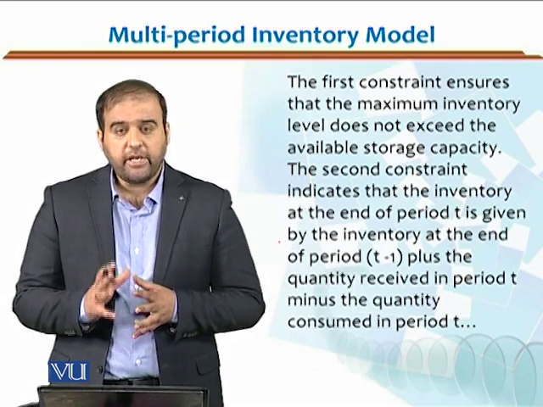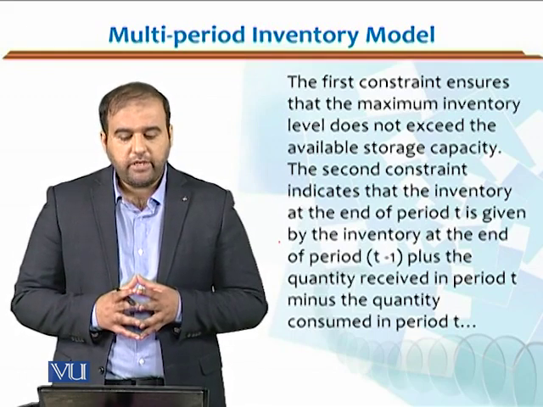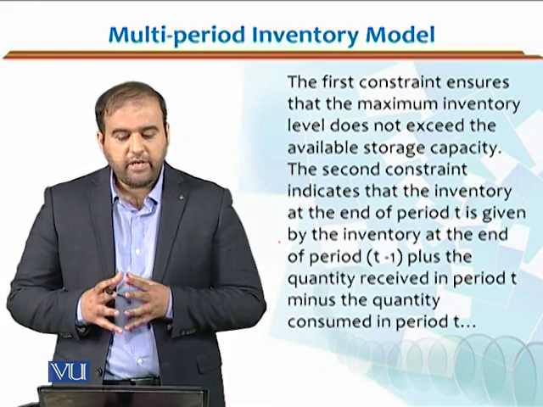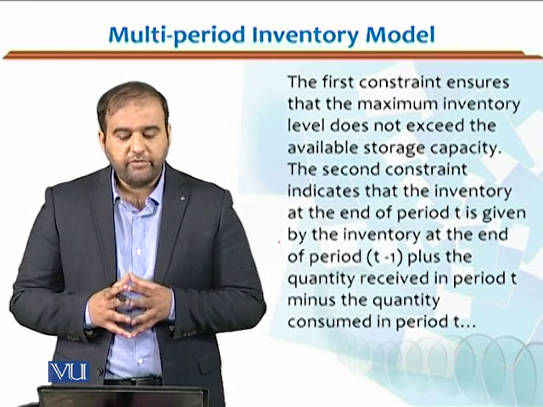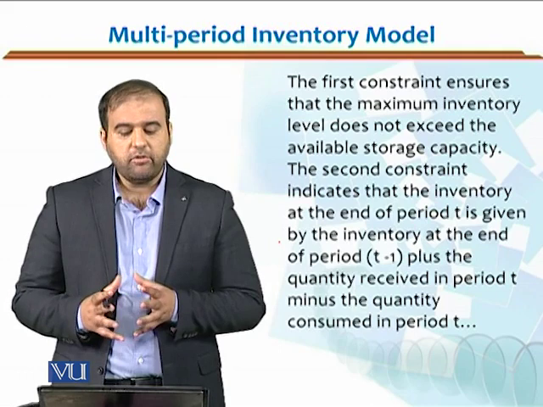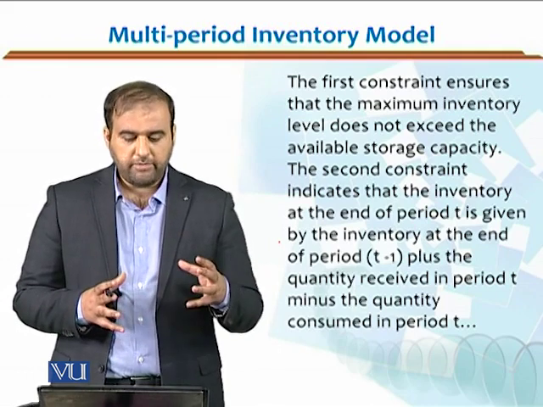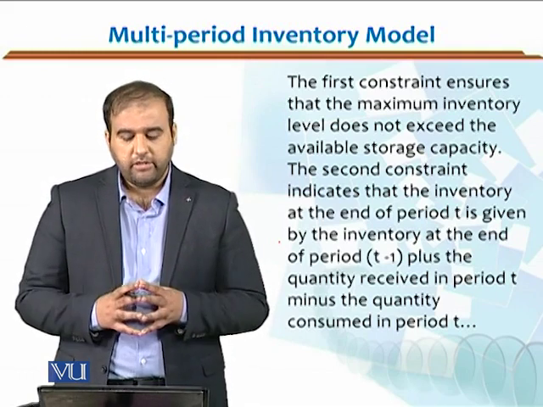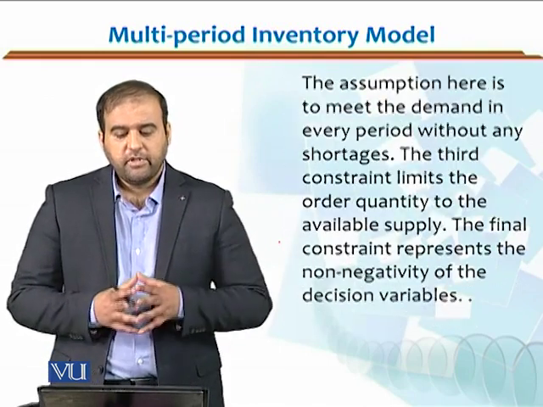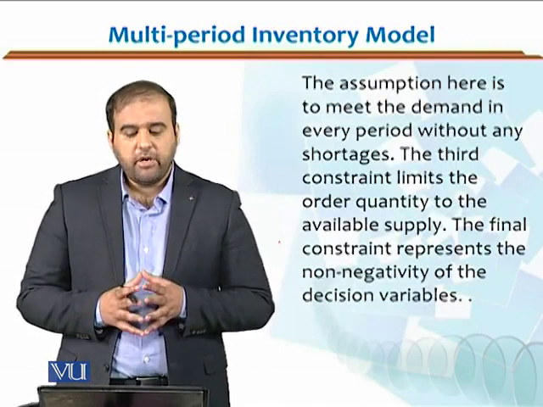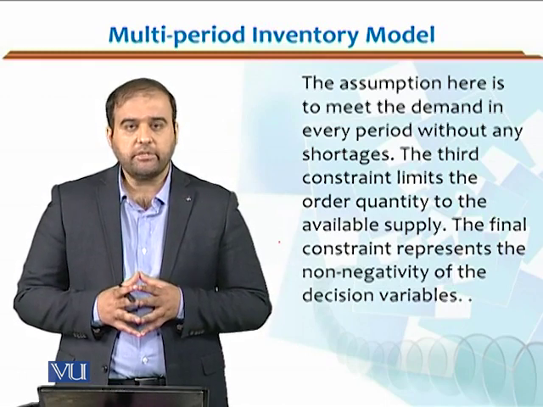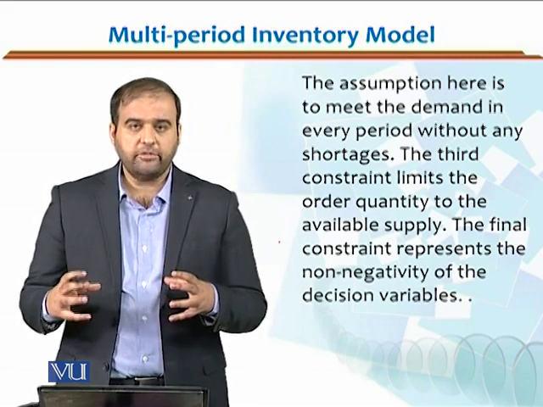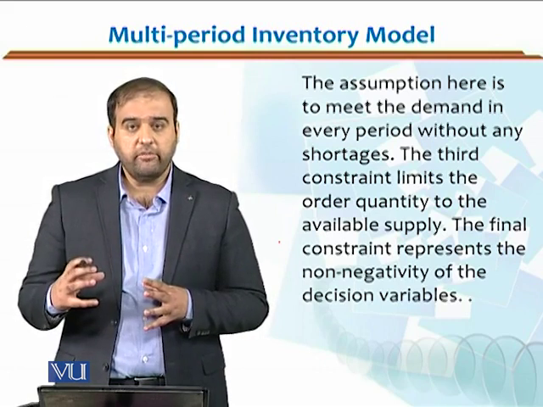capacity. The second constraint indicates that the inventory at the end of period T is given by the inventory at the end of period T minus 1 plus the quantity received in period T minus the quantity consumed in period T. So you have the ending inventory plus what you have purchased minus what you have consumed, that is the demand for that time period. The assumption here is to meet the demand in every period without any shortages. That means whatever inventory you had, whatever you purchased, whatever is consumed, it should be equal to your demand, equal to your inventory.